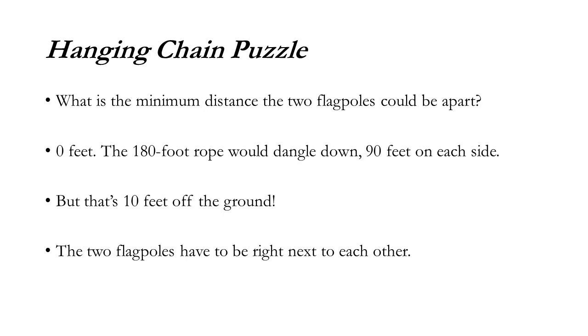And you could, of course, visualize this. You could draw this out and see it. Now, the 180-foot chain would dangle down 90 feet on each side. But look, that's 10 feet off the ground, right? And so the two flagpoles have to be right next to each other. Now, hopefully you see that, right? But we basically solved the puzzle by checking the boundaries.